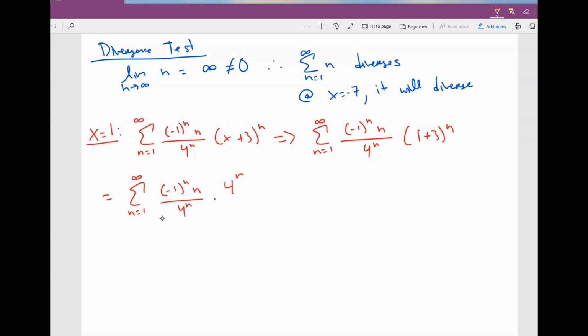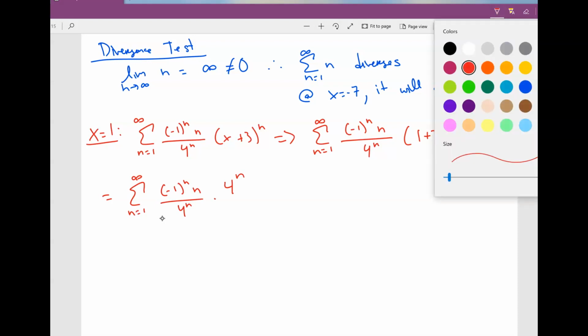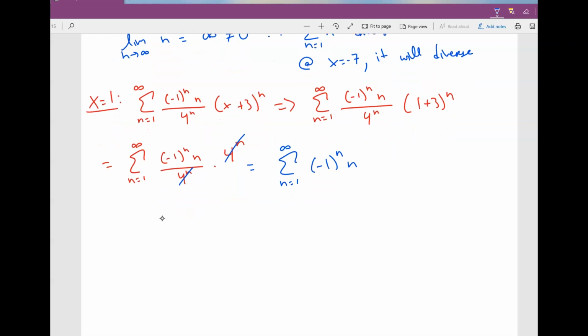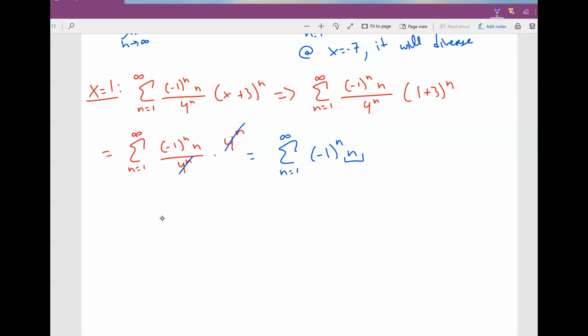So this top part is going to be 4 to the n, and you can see that the 4 to the n's are going to go away. So all I'm left with is the sum from n equals 1 to infinity of negative 1 to the n times n. Now at this point, you can use the alternating series test, but notice that your b sub n is not going to be decreasing. So one of the things that you should maybe do is just use the test for divergence. So I'm going to use the divergence test again.